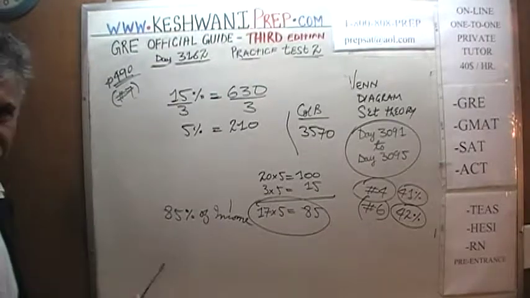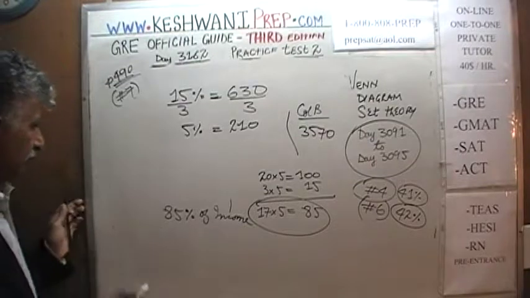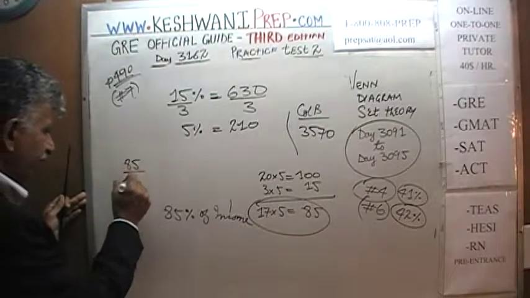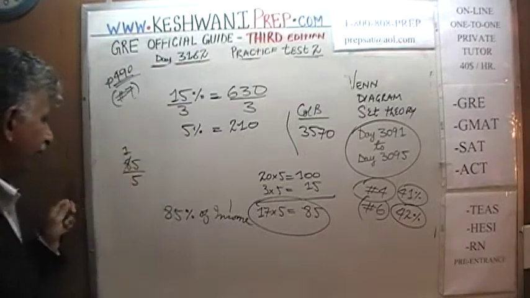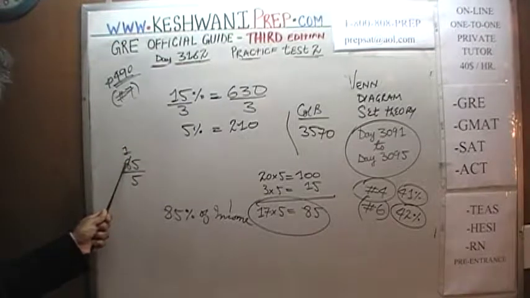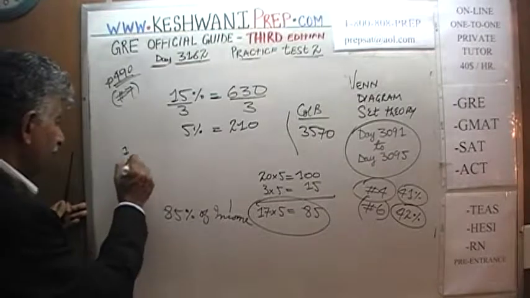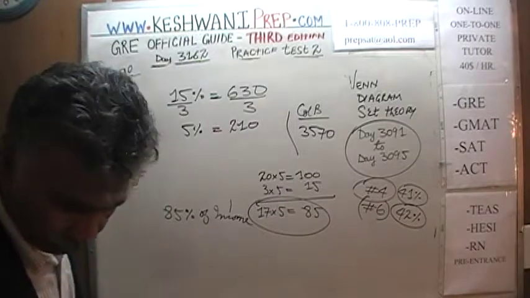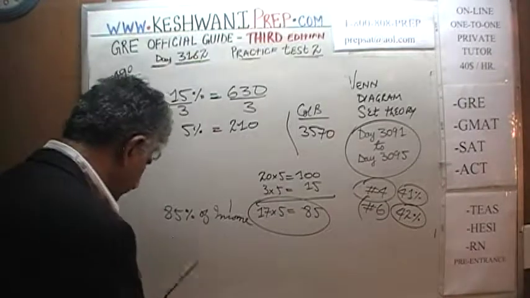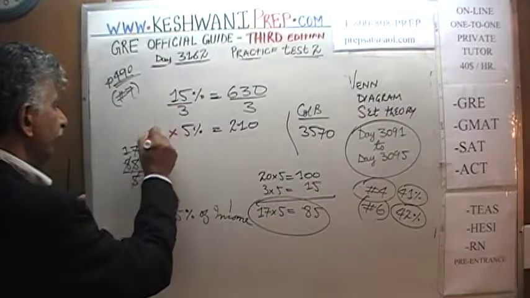Or we could have simply divided 85 by 5 and figured out how many times it goes. How many 5s in the 8? 8 has one 5. After we take away 5 from the 8, we have a remainder of 3. That 3 goes and joins the 5 and becomes 35. And 35 has 7 fives. 7 fives are 35, as you can see. In other words, we don't want 5%, we want 85%. So let's just multiply both sides by 17.